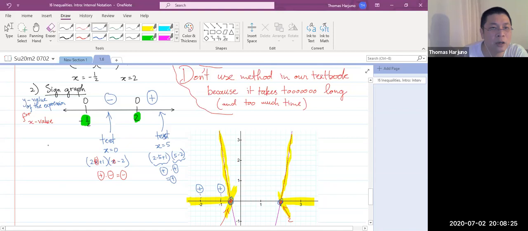Now, same thing here. You test a number to the left of negative 1/2, a number in that interval, let's say x equals negative 1. Why not? You can use negative 10 if you like. So 2 times negative 1 plus 1, times negative 1 minus 2. This guy here is negative 2 plus 1, that's negative. Negative 1 minus 2 is negative 3, that's negative. The product of two negatives is positive.